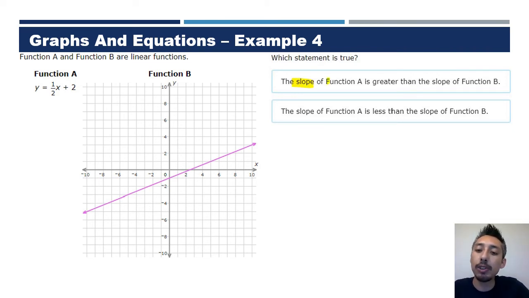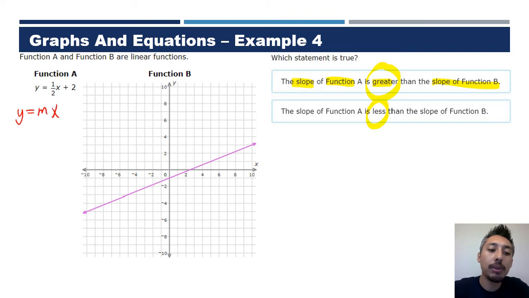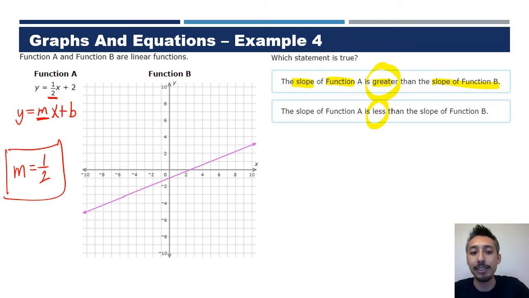So is the slope of function a greater than the slope of function b, or is it going to be less? Let's figure that out. Function a is just an equation written in slope-intercept form, so we have y equals mx plus b, in case we need that reminder. We know that the slope is m, whatever number is being multiplied by x, so in this case our m is going to be 1/2. So our slope, our m, is just 1/2. We found that. That's it.